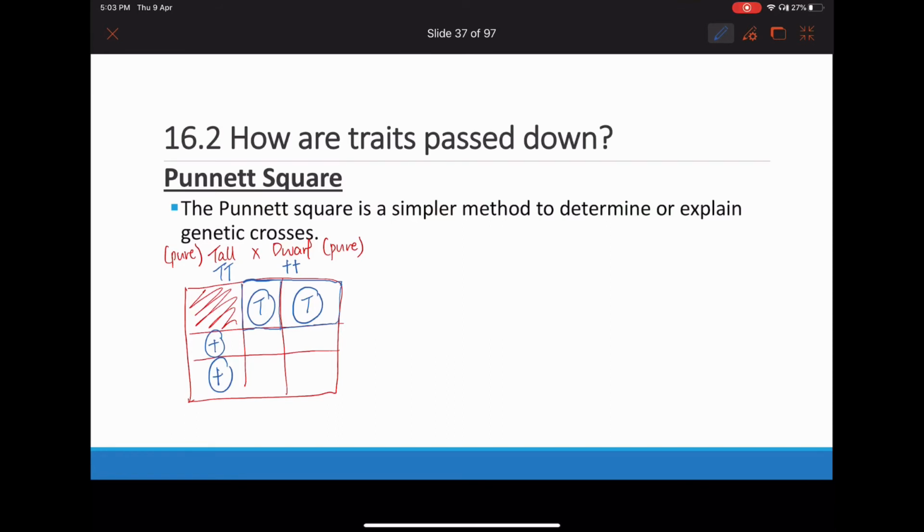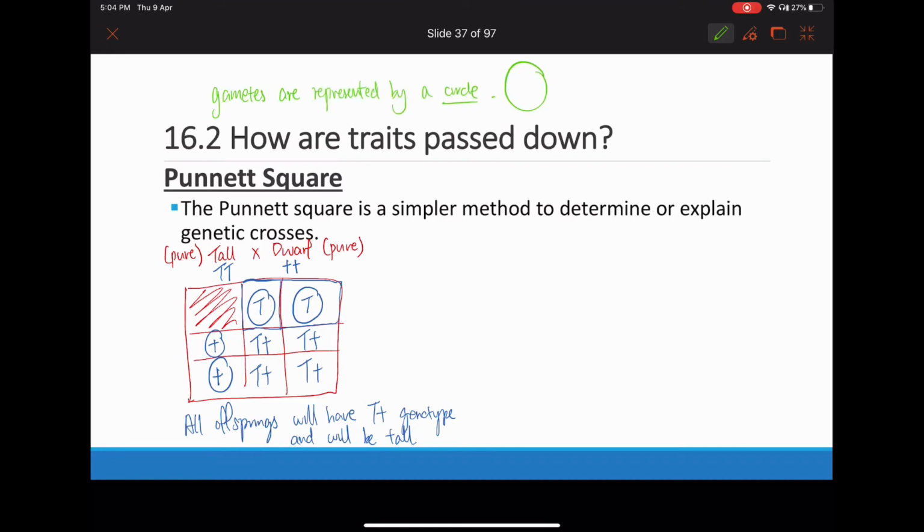Now, how will the cross look like? Basically, just combine the different alleles. This will give you a genotype of big T, small t, big T, small t, big T, small t. And therefore, I can realize that all offspring will have the big T, small t genotype and will be tall. Right, so this is one way that I can realize the entire thing. Do take note of how I represent the gametes and how I differentiate them from the genotype. Gametes are always in a circle. So we always do this to represent a gamete.